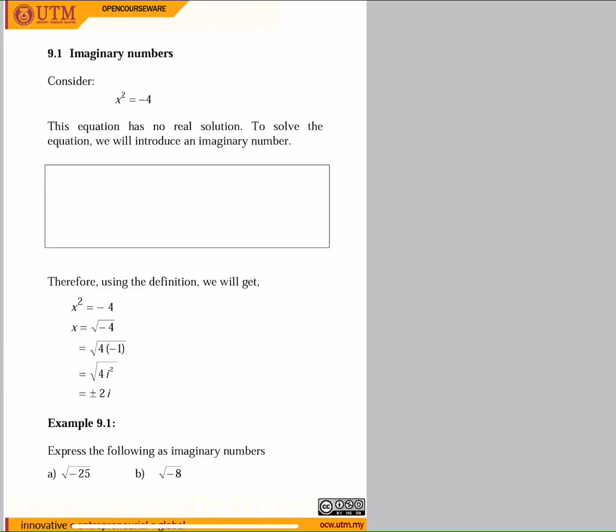So what is the imaginary number? Let's say we have this equation, x squared equals minus 4. This equation basically has no real solution. In order to solve this, we will introduce the definition of the imaginary number.